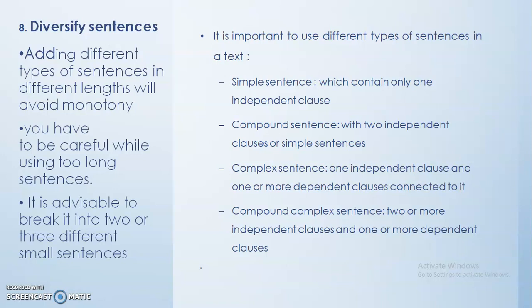Then a compound sentence is a sentence having two independent clauses or two simple sentences. So a compound sentence is a combination of two simple sentences or two independent clauses. Next one is complex sentence. A complex sentence contains one independent clause and one or more dependent clauses, which means that a complex sentence contains one main clause and one or more subordinate clauses connected to it.